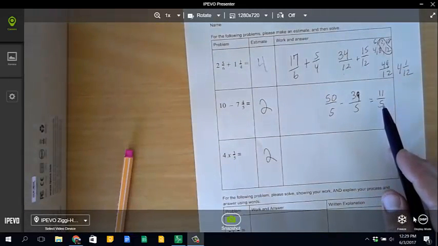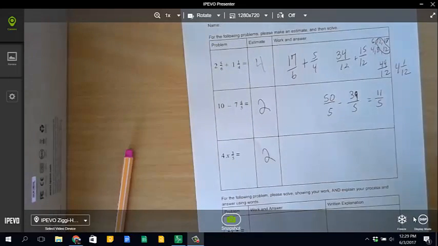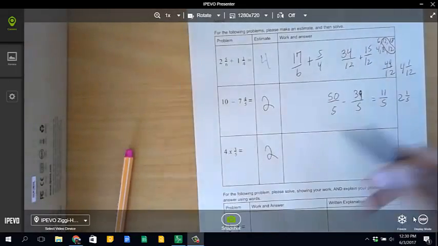And again, if I want to change this to a mixed number, every group of 5 I have is 1 whole. 5 fifths is 1. Or sorry, 5 fifths is 1, 10 fifths is 2. I have 10 fifths there. So I can take 2 out, and I have 1/5 left over, which is exactly what I thought it was going to be.